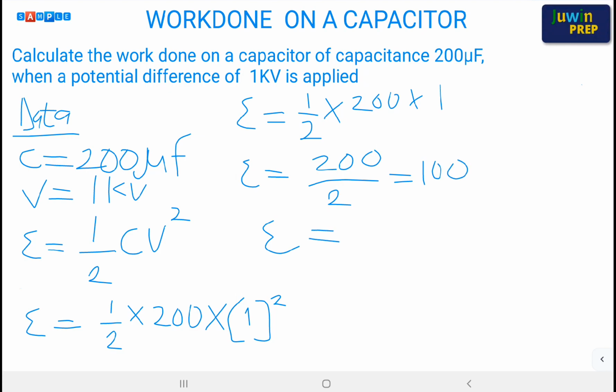So your final answer is 100, but there's a unit behind 100: kJ, because joule is the unit for energy. So 100 kJ, kilojoule. This would be your final answer.